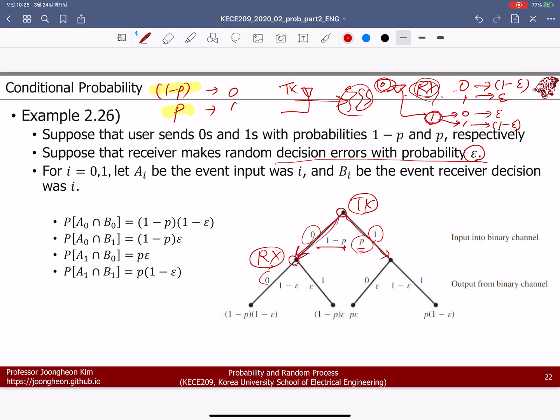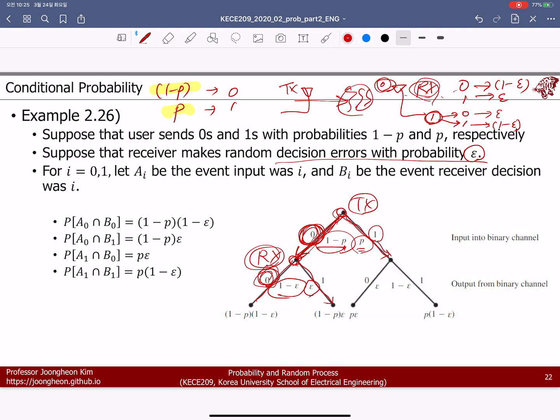The receiver received 0, which was transmitted at first, and then it correctly decoded that it is 0. Then we can say that we correctly decoded the signal. That's why we have 1 minus epsilon. Even though Rx received 0, if it says that there is 1, then we have an error. That's why we have epsilon here.